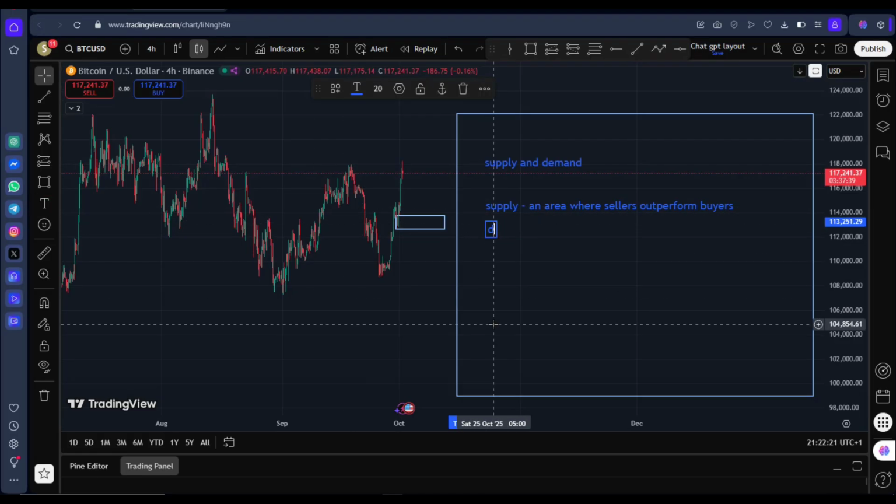where buyers outperform the sellers. So you have your buyers outperforming sellers, and that's why it's called a demand zone.